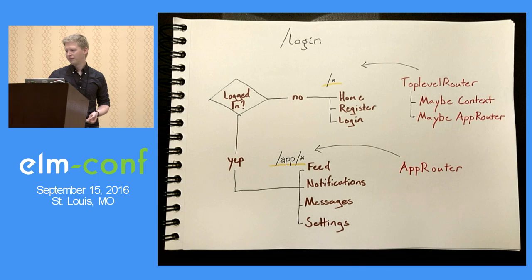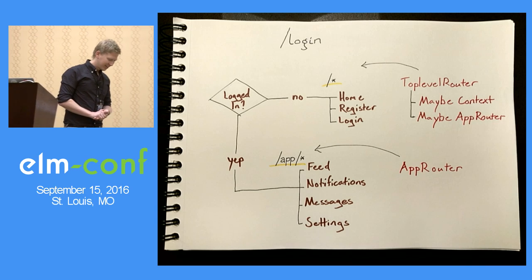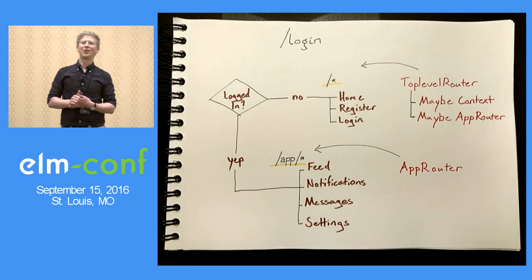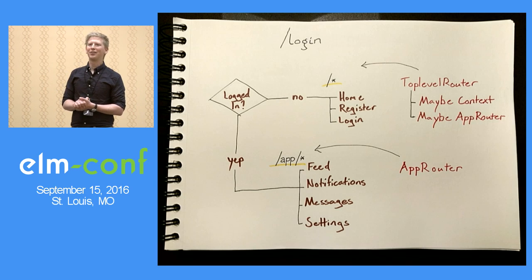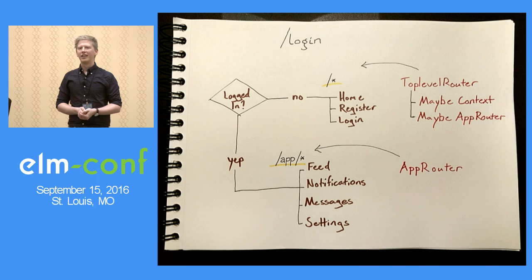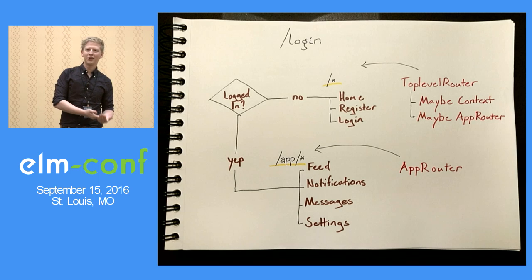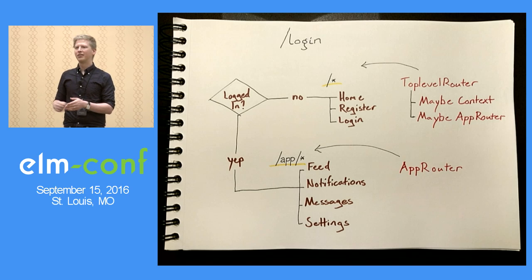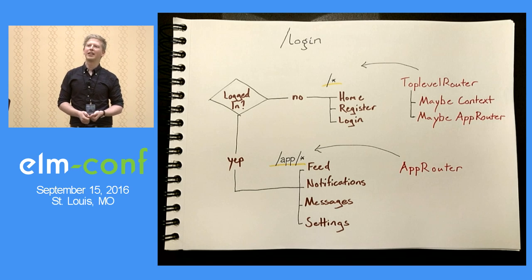All right, so authentication, the common case. You have a simple flowchart here. Is the user logged in? No. You get to these pages: home, register, login. If the user is logged in, then you get to app/feed, notifications, messages, and settings.